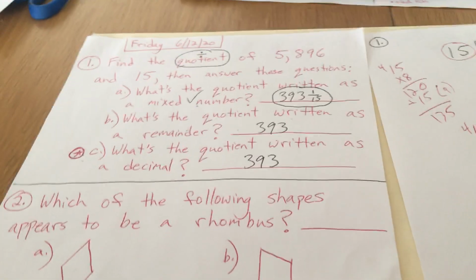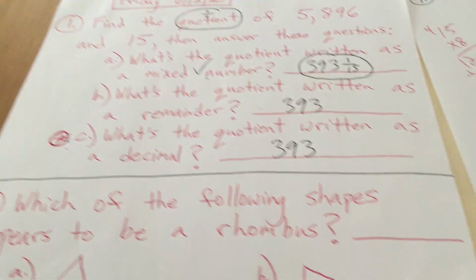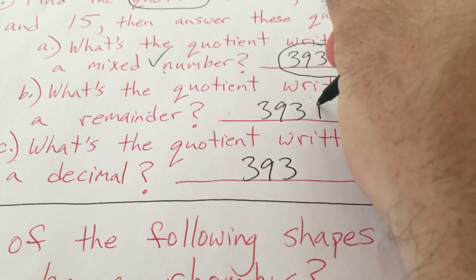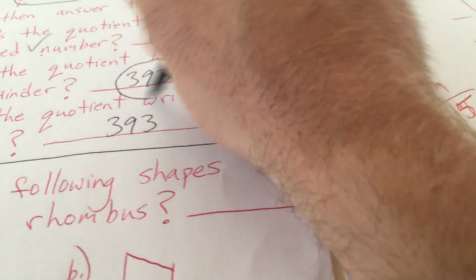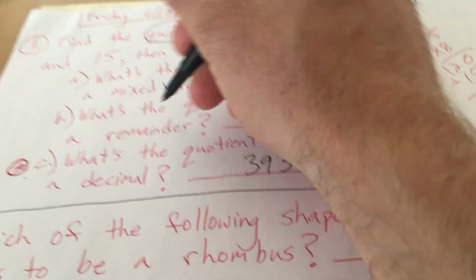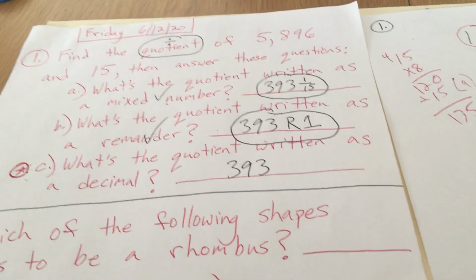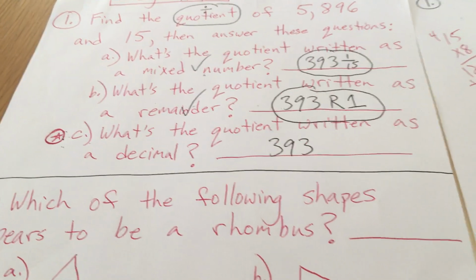Okay? You guys are pretty good with that. Give yourself some snaps. Now let's look at it as a remainder. That's even easier. 393, we put an R, and the remainder was 1. So bingo, piece of cake. We did the mixed number easily. We did the remainder even easier. 393, remainder 1. And now's the hard part. We're going to write it as a decimal.